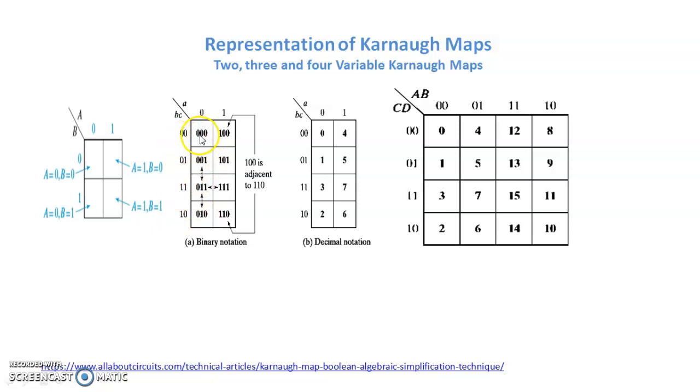So it is represented in binary like this way: 000, 001, 010, 011, 100, 101, 110 and 111. So this is the decimal notation of this same 3 variable K-map structure. It is represented like this way: 0, 1, 2, 3, 4, 5, 6, 7. And for 4 variable K-map, it is represented using A, B, C, D. So it is represented like 0, 1, 2, 3, 4, 5, 6, 7, 8, 9, 10, 11, 12, 13, 14, 15.